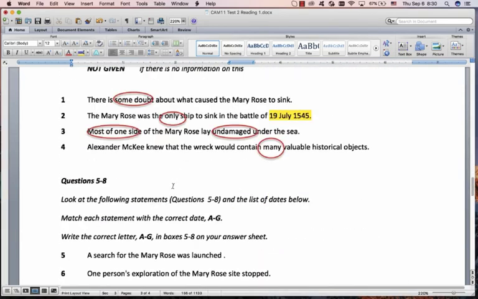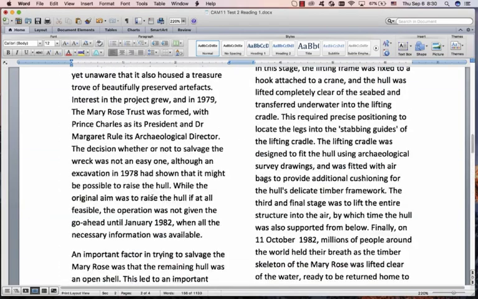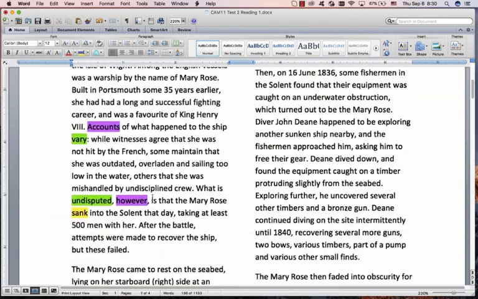So, is there doubt about the causes of the Mary Rose to sink? What happened to the ship is what caused the ship to sink. Some people say this, and some people say this. So, there is doubt, because the stories vary. We are not sure what happened. Some people say one thing, some people say another thing. So yes, there is doubt.